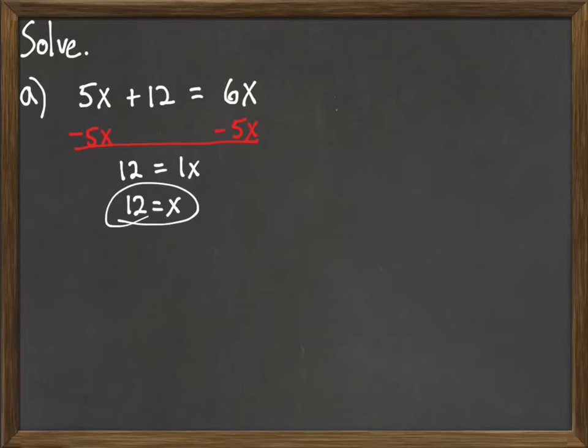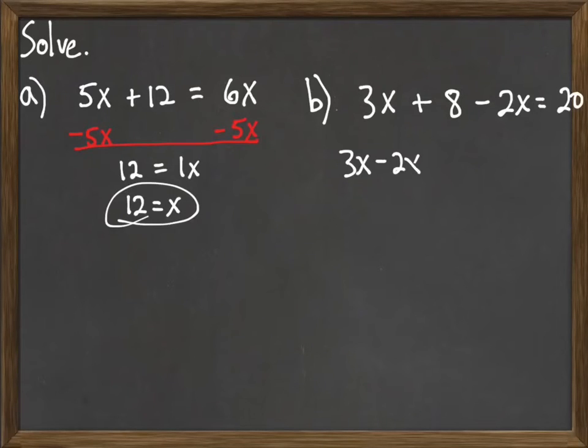So we can move stuff, not just numbers, but even variable expressions, by adding or subtracting it from both sides. In our next example, we have some simplifying that needs to be done first. So what I'm going to do is rearrange things so that my like terms are together, just like we did in the previous section, and then we can simplify.